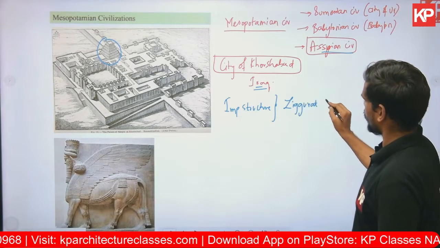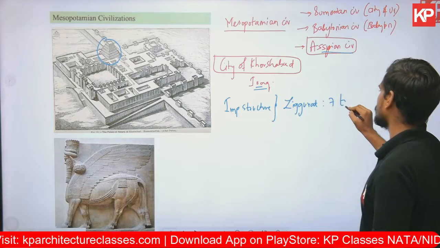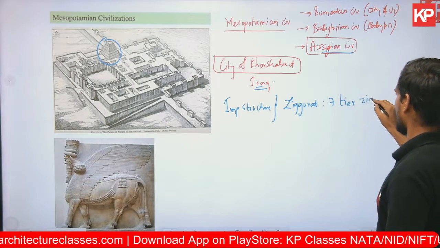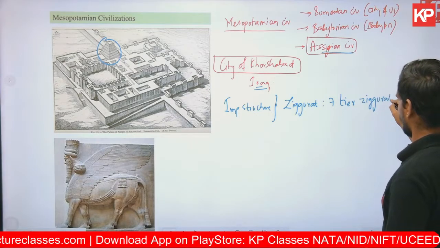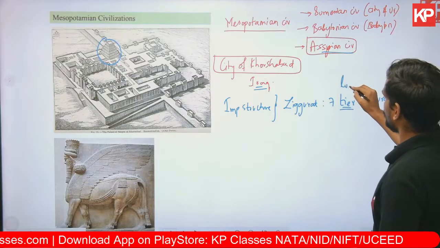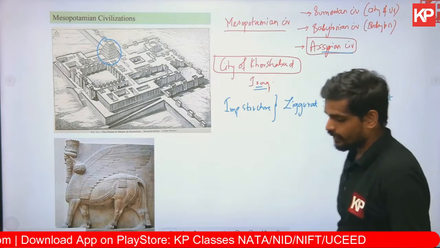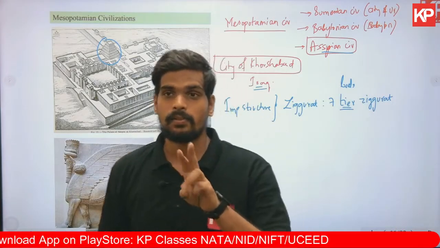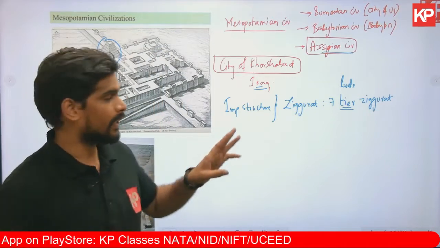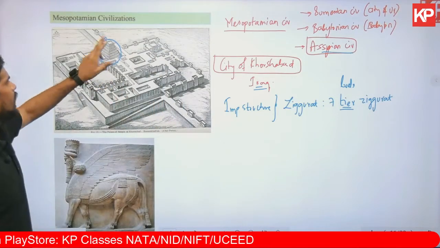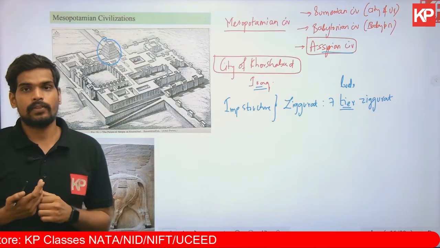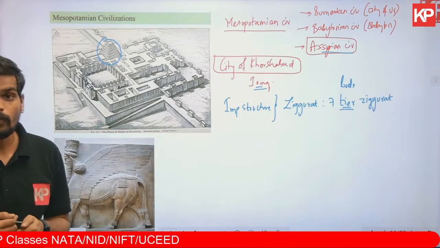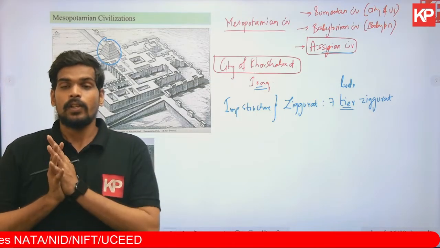But the ziggurat over here is a 7-tier ziggurat. What is the meaning of tier? Level. There are 7 levels here. In the city of Ur, which we discussed, that ziggurat had only 3 levels, 3 platforms. But here you can see it has 7 levels. It is a 7-tier ziggurat which you have in this particular city of Khorsabad, which is the capital of the Assyrian civilization.